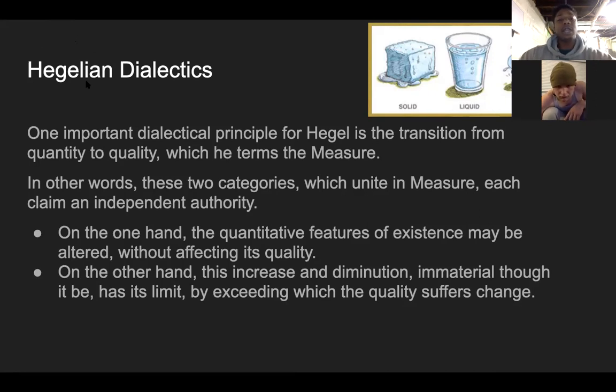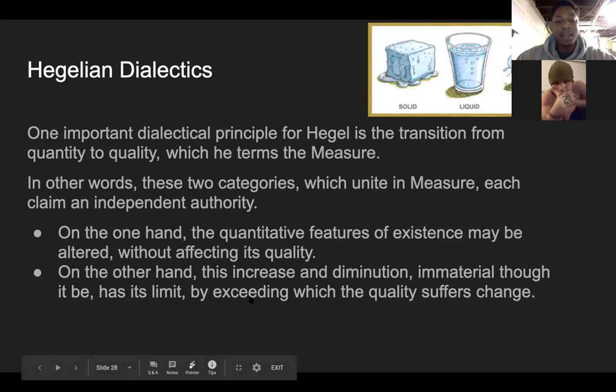So one important dialectical principle for Hegel is the transition from quantity to quality, which he terms the measure. In other words, these two categories, which unite in measure, each claim an independent authority. On one hand, the quantitative features of existence may be altered without affecting its quality. On the other hand, this increase and diminution, immaterial though it may be, has its limit, by exceeding which the quality suffers change.